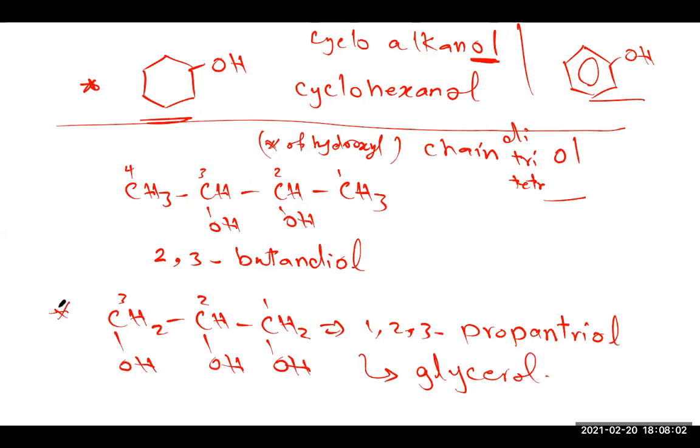So what we need to do to write the name of an alcohol that contains more than one OH is to write the numbers of the hydroxyl groups, the name of the chain, which is the alkane, with no E, and then di, tri, or tetra, and at the end it will be OL.